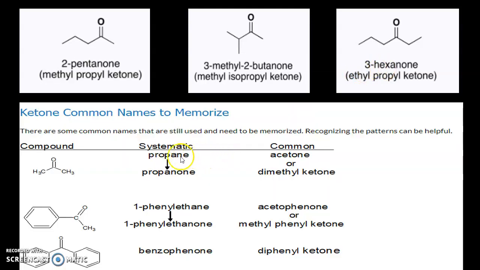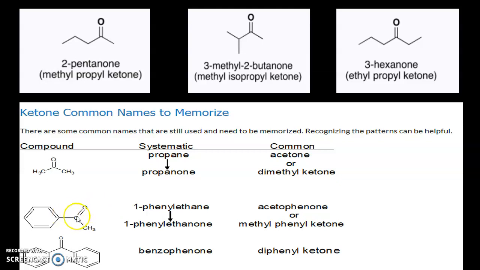Now here we have to remember one thing: there are some common names that are still used and need to be memorized, because these are very familiar. For example, I have already explained this structure. This is CH3COCH3. Its systematic name is propanone, and the common name is acetone or dimethyl ketone. This is very famous, so we have to remember it.